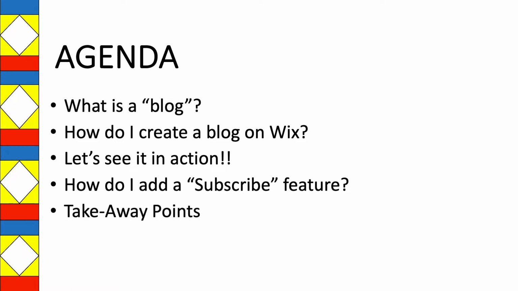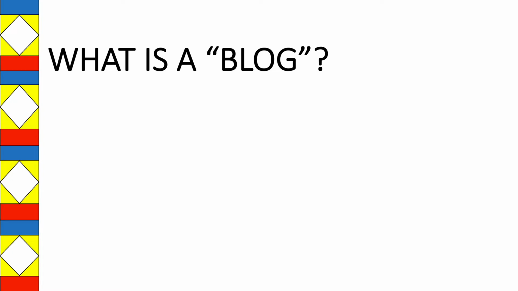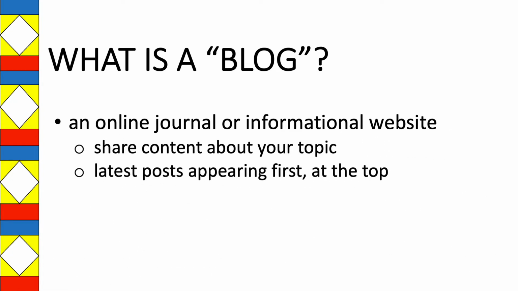And I'm going to do a recap after going through the steps on how to create a blog. Without further ado, let's define what a blog is. It's an online journal or an informational site. So you're sharing the content of your topic, whatever topic that you're passionate about. So let's say, for instance, I'm interested in something related to health. So that's why I created a blog about health and health tips.